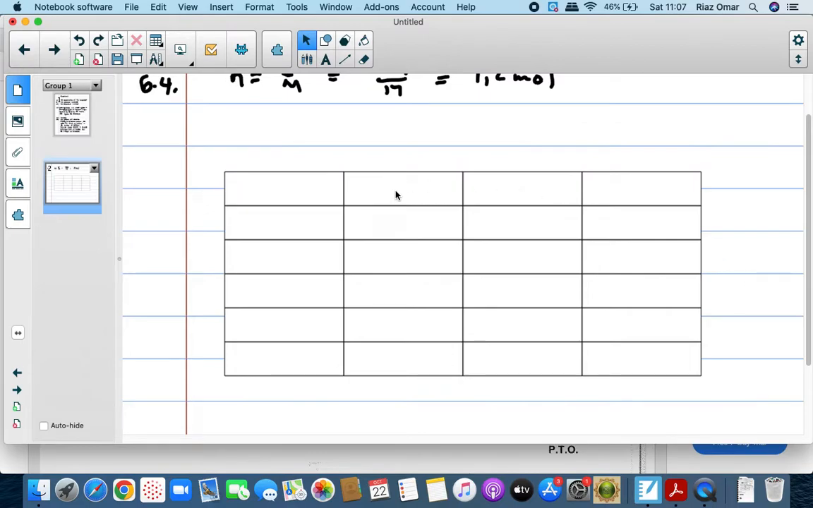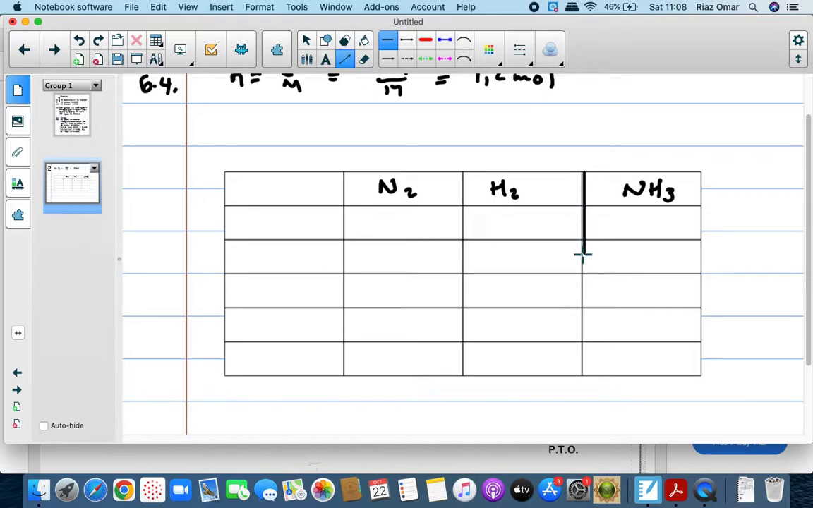So we know we've got N2, H2, and H3, right? And we know that this is the reactants and this is the products. I'll just put a line here. The one goes up and the one goes down. Just for us to see the difference between reactants and products.